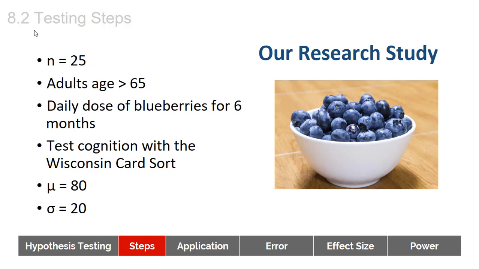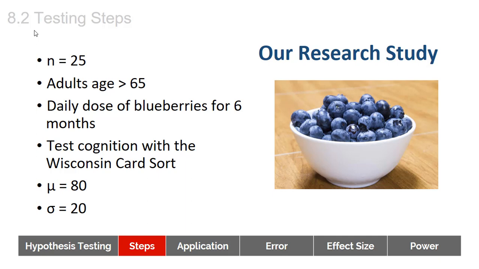So this is a mythical research study, and we have an independent variable and a dependent variable. The independent variable is the daily dose of blueberries for 6 months. This is what we're manipulating. This is something that we're trying to see if it makes a difference. That's the independent variable. The dependent variable is a test of cognition with something called the Wisconsin card sort.